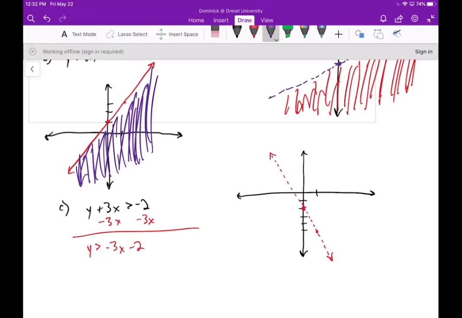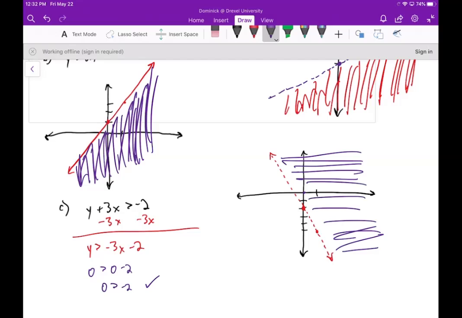So again, there's no equal sign, so we're going to use the dashed line here. I'm going to test 0, 0, which of course is right here. So I'm going to get 0 is greater than 0 minus 2. Of course, this is true. So I want to shade the side containing 0, 0, so I'm shading this side.